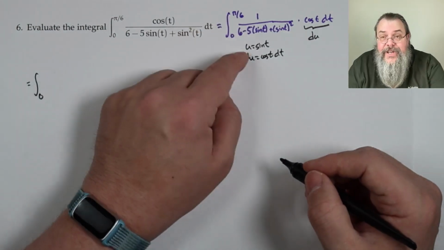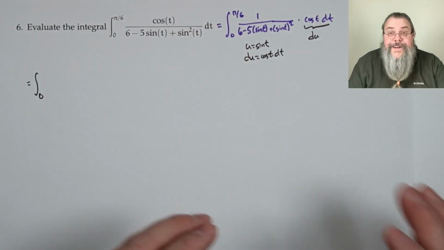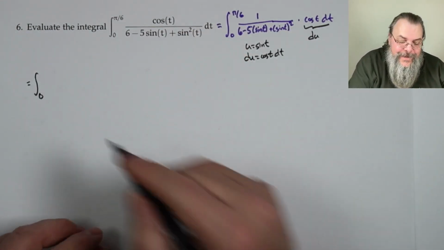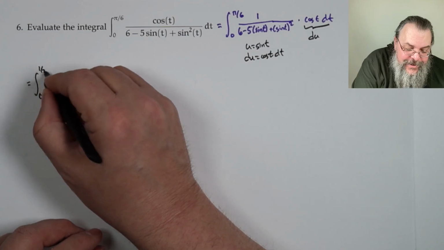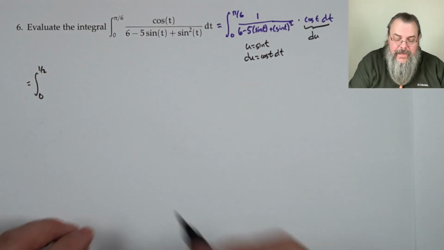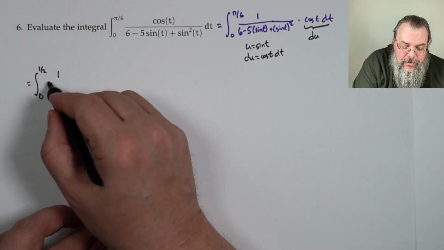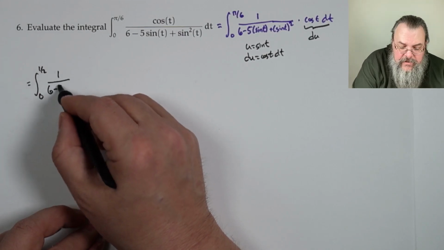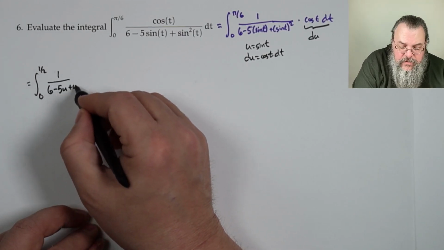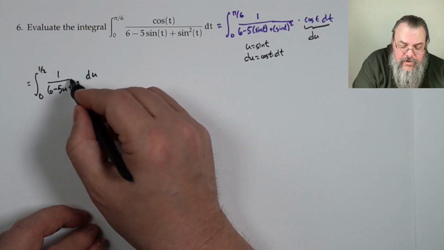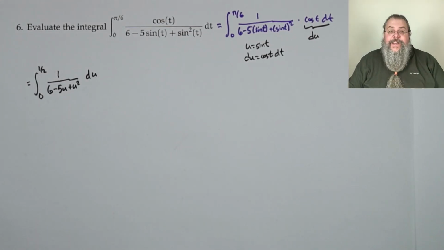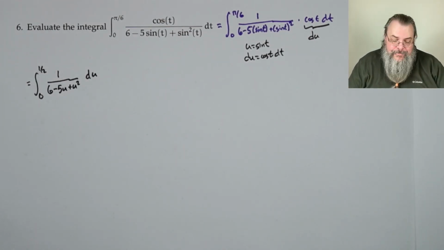Sine of pi over 6. We look it up. 1/2. Okay, good. It's nice to have a reference, right? And then we have the integral of 1 over 6 minus 5u plus u squared du. Okay, that's already looking a lot friendlier.